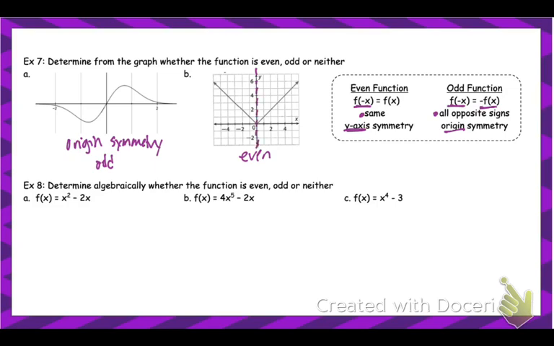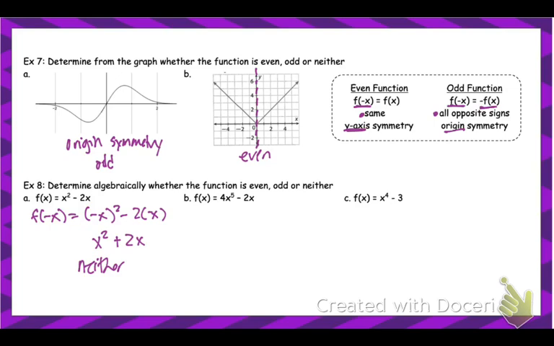Algebraically, in order to actually show and prove this, all we have to do is evaluate f of negative x. So if I replace all of my x's with negative x, we see what happens. If I take negative x and square it, I'm left with positive x squared. Negative 2 times negative x becomes positive. Now we compare this to the original function. It is not the exact same function, so it's not even, and it is not every sign different, because even though this sign is different, that first one is not. So it is not odd either.